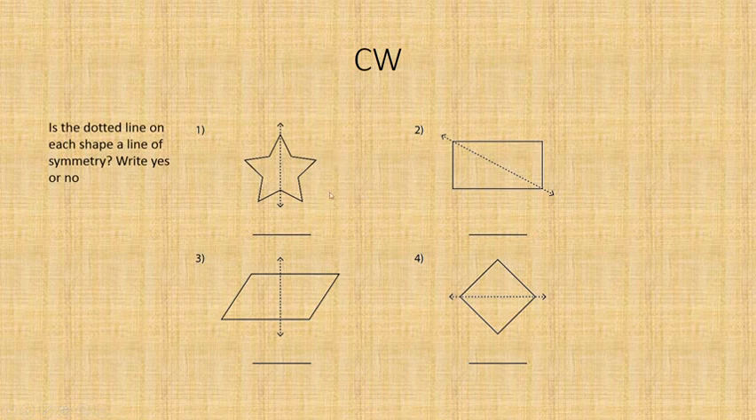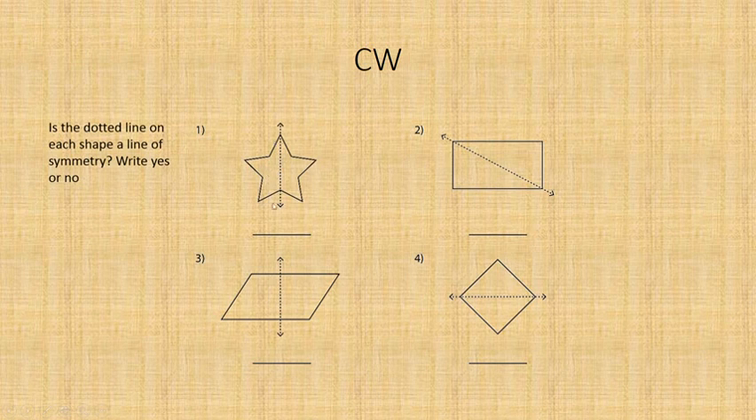Let's start. Here, question number 1. I have here a star and I have here a dotted line. So, is it a line of symmetry or not? If I just try to do that on a piece of paper, draw the shape here and cut it with the scissors and try to fold it from this line, will it be identical or not? Like if I just cut the shape like that and take this shape, put it on the other one, will it be identical? Yes or no?